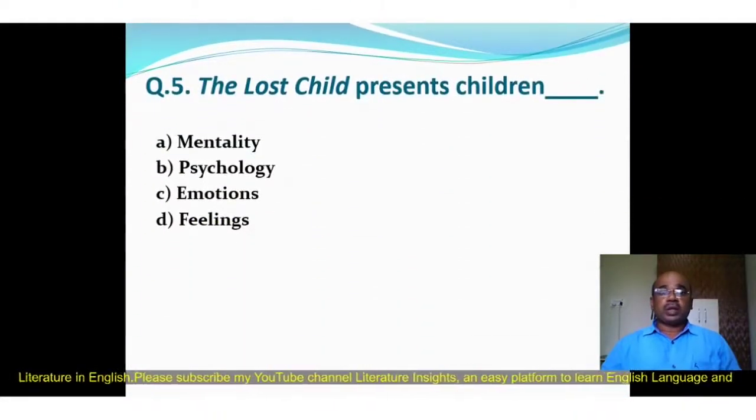Question number 5. The Lost Child presents children blank. Again, four options are here: A. Mentality, B. Psychology, C. Emotions, D. Feelings. The correct answer is B. Psychology. The Lost Child presents children psychology.